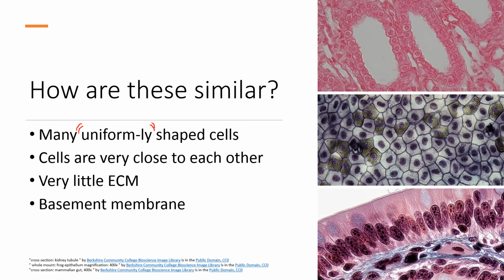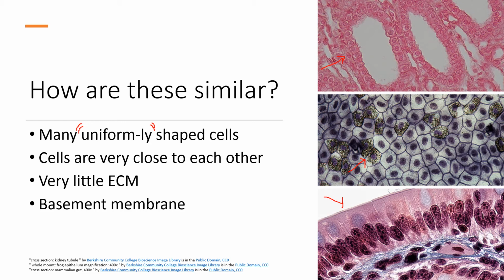For example, if you look at this tissue here at the top right, you can see that the cells are all kind of square shaped. If you look at the cells at the bottom, you can see they're all kind of rectangular shaped, and these ones in the middle all look kind of like a geometric fried egg. So the cell shapes are going to be pretty similar.